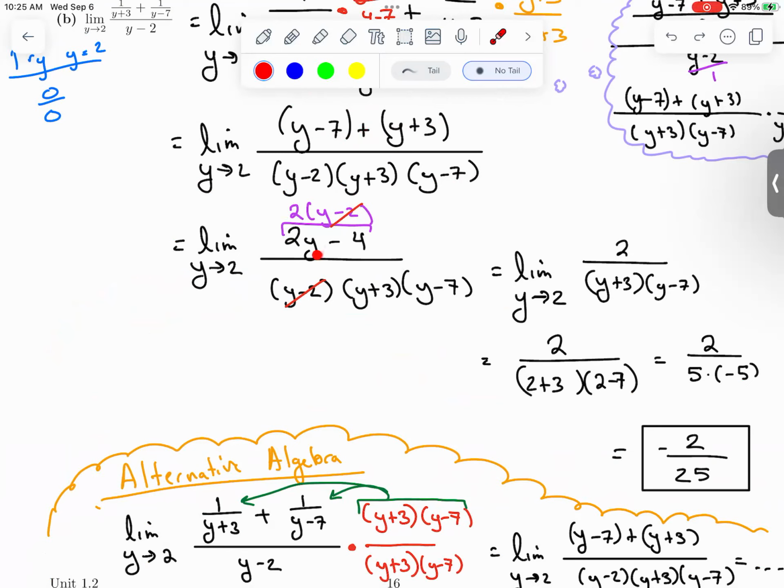We can combine the y's to get a 2y, and the negative 7 plus 3 gives me a minus 4, which we luck out, because that means you can factor out a 2 and you get 2 times y minus 2. And luckily for us, that means that the y minus 2's cancel. So you're left with the limit as y approaches 2 of 2 over y plus 3 times y minus 7. Plug in 2, you get 2 over 5 times negative 5, which gives you that negative 2/25 at the very, very end.